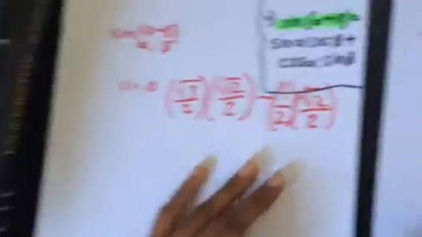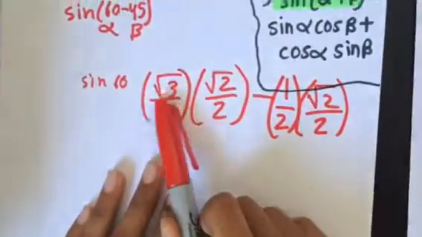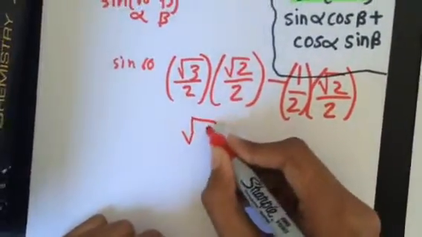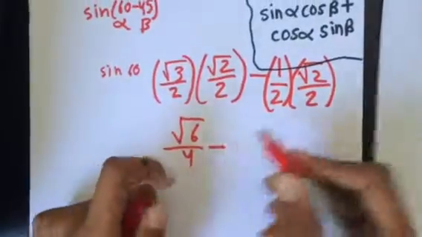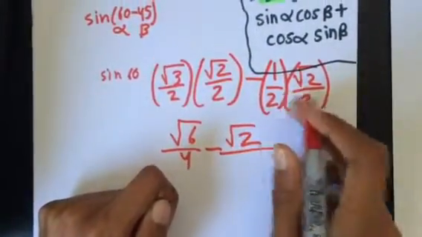Now, since they're both in the same form, we can go ahead and multiply them. So we'd get radical 6 over 4 because we're multiplying this and this, and then we're going to subtract that by radical 2 over 4.